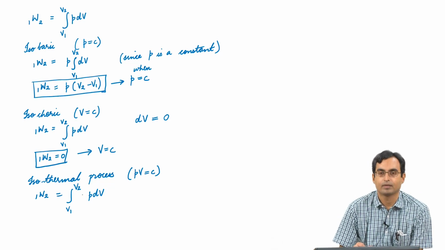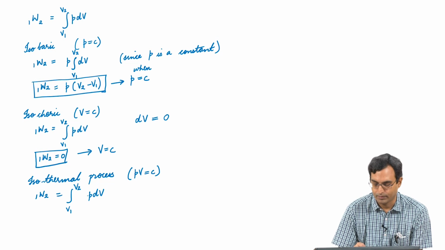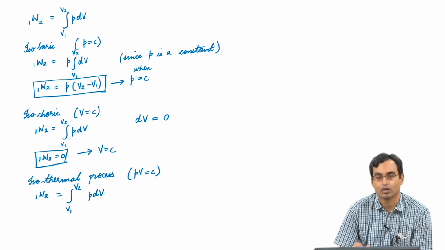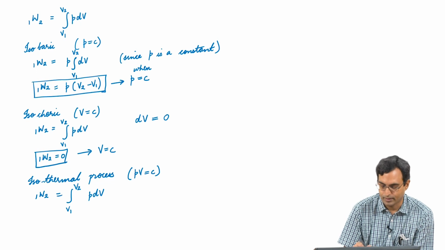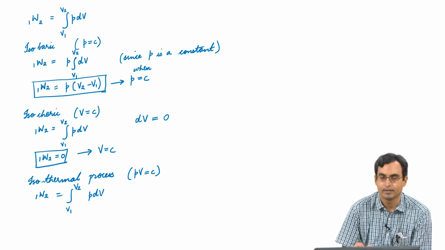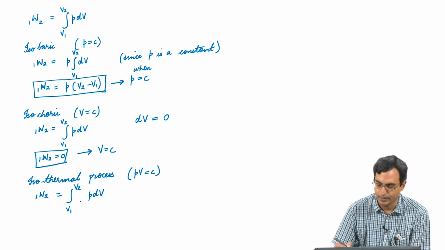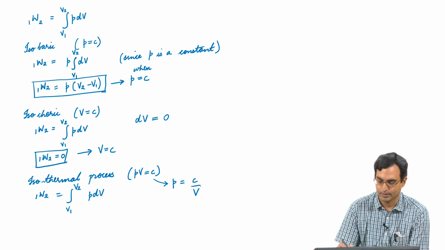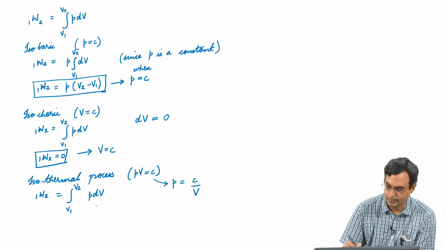So, we need to have it all in terms of one variable. We can either eliminate P or we can eliminate V. Since there are 3 times V here, V1, V2 and V, and only one P here, let us eliminate the P. So, from this expression we see that P equals C by V, where C is some constant. So, we are going to substitute that in this.